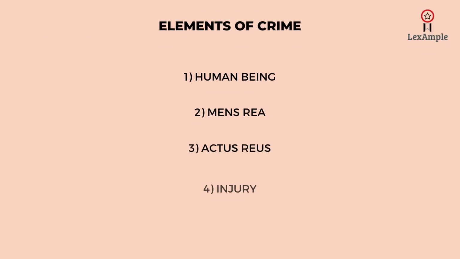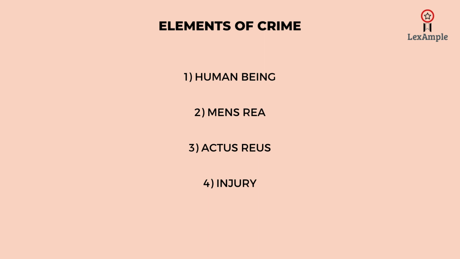Now coming to the elements of crime, the first element, the most essential element, is a human being. Though there could be some exceptions to this, for example, if you look at various legislations protecting the rights of animals, or even Section 377 of the Indian Penal Code, under which a person can be prosecuted for bestiality. Second one is mens rea, which we have already looked at. Third one is actus reus, again, which we have already considered. Now, fourth one, the most important one, is injury. Now, this injury could be to any person or property.